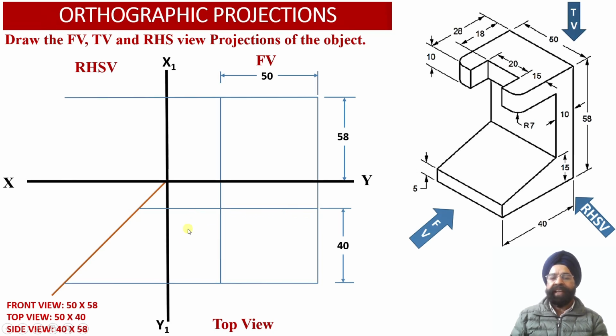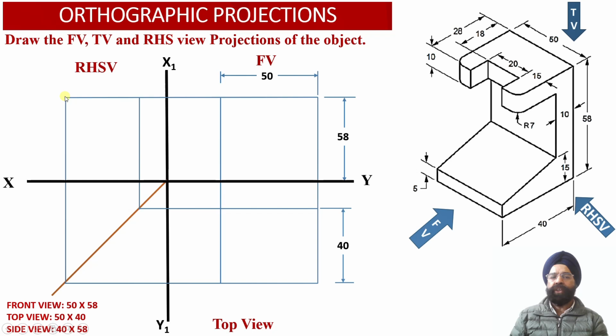Now we have extended these two horizontal projectors, which we marked in the top view projections, through this transfer line into the right hand side view projections. Using this transfer line, we have been able to convert this depth of the solid, equal to 40 millimeter, into the right hand side view projections.